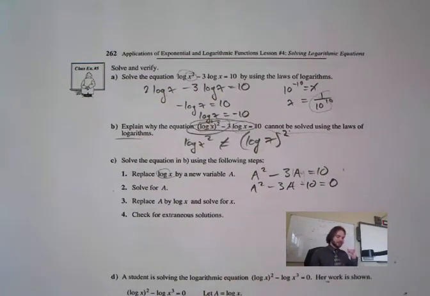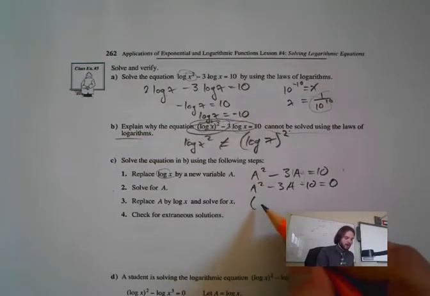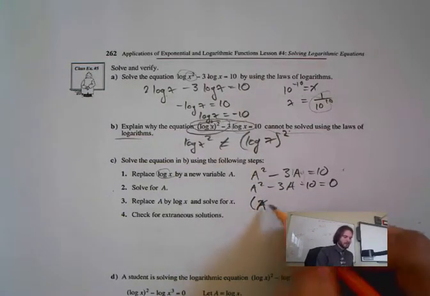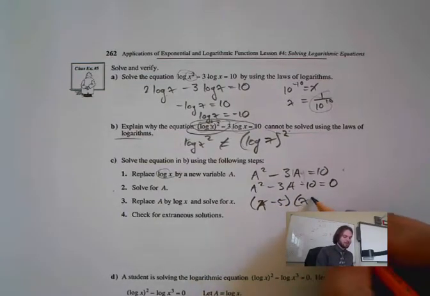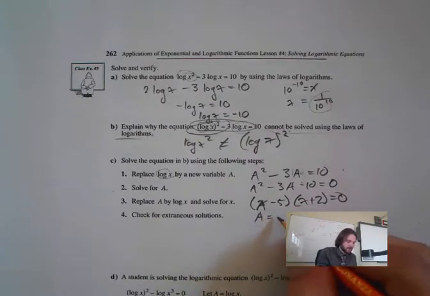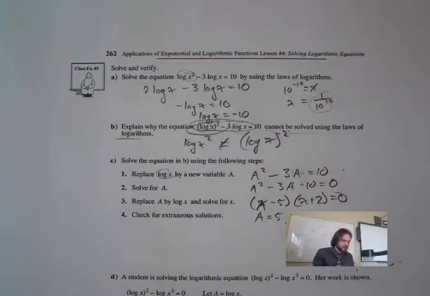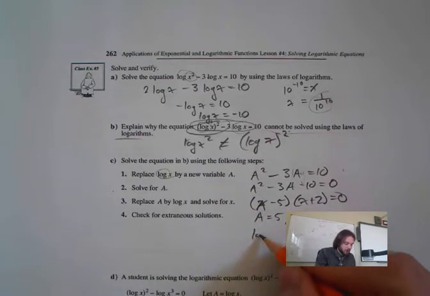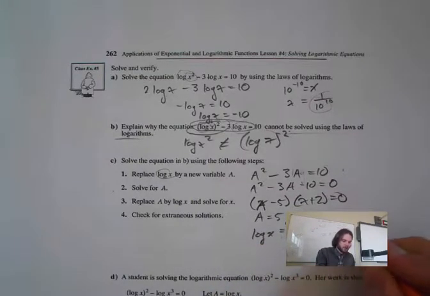And I'm going to continue this. We'll have, factoring it out, a minus 5 multiplied by a plus 2 is equal to 0. Now solving this, I'm going to end up getting a is equal to 5 or negative 2. Now we want to see if there's any extraneous solutions. Well, a is equal to 5 or negative 2. And so in other words, we have log x is equal to 5 or log x is equal to negative 2.